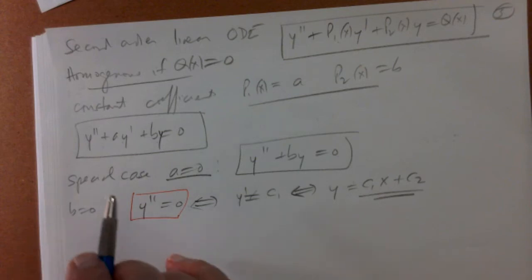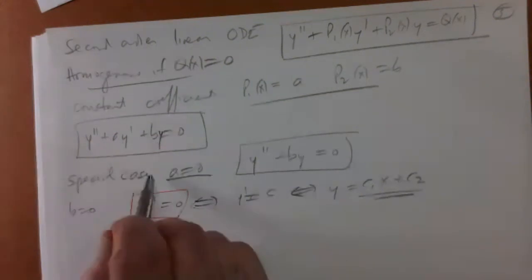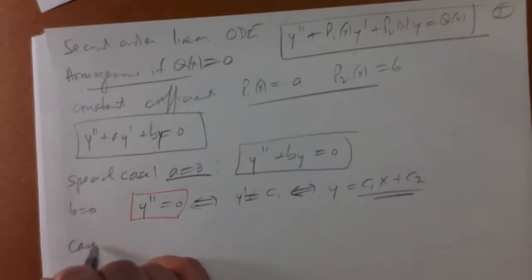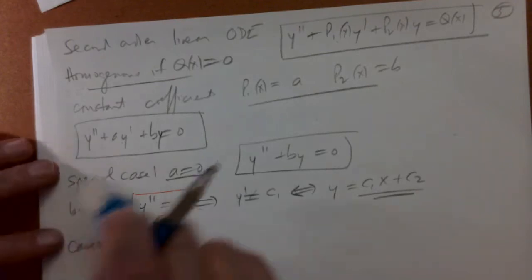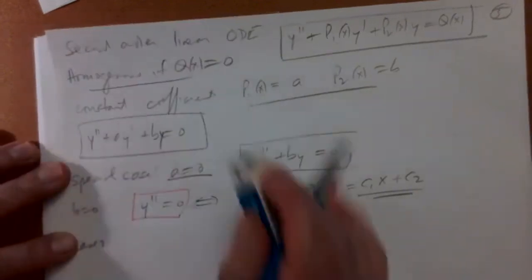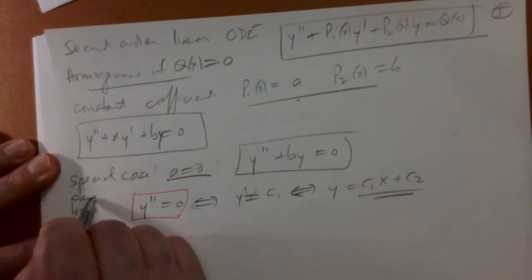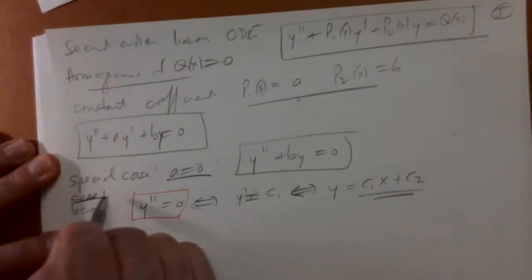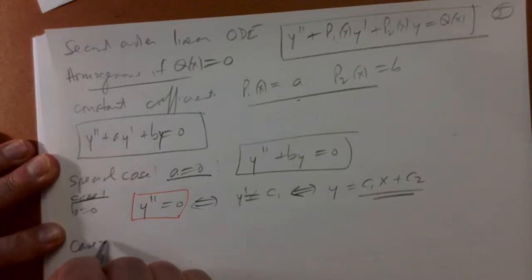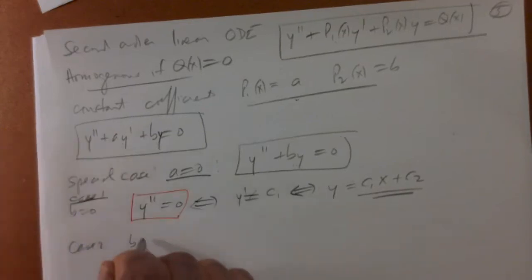Suppose we have, so this is case 1. Case 2, sorry. This is the special case. Case 1 is when b is 0. Case 2 is when b is, well, positive or negative. So let's say case 2 is when b is negative.